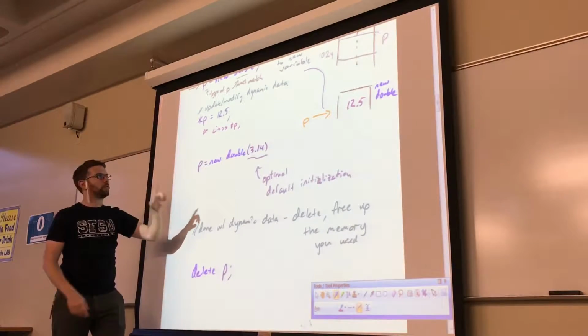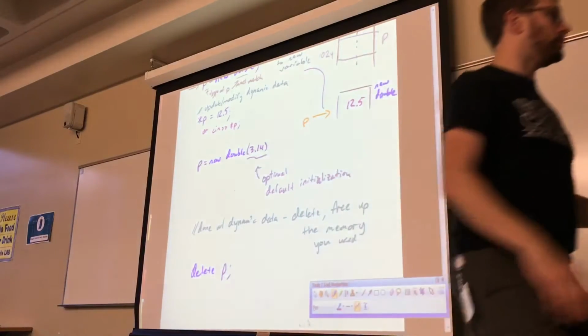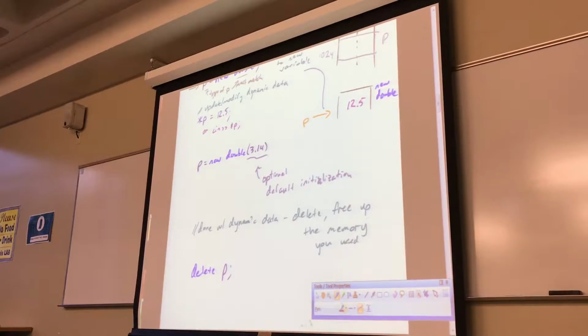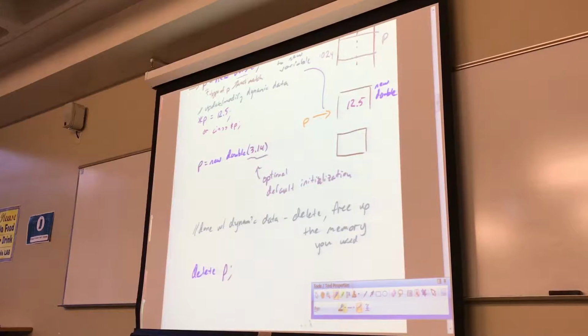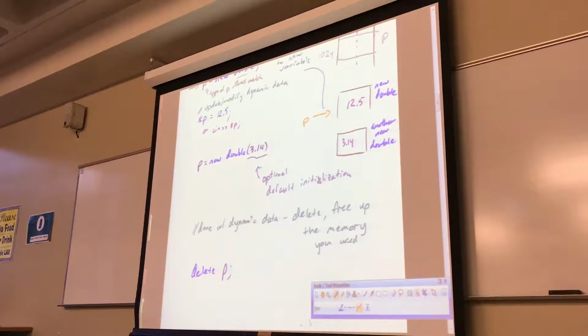Now here's a problem. Let's say we had another new piece of memory. We list it over here. Here it is, and it has the value pi in it. This is another new double. And let's say P no longer points to here, P now points to here. That's what would happen if you ran both of those lines of code.